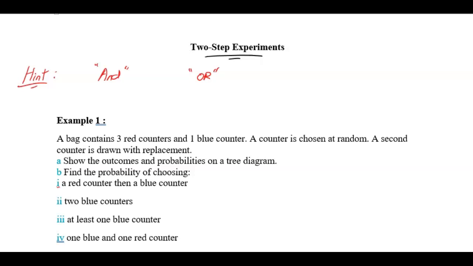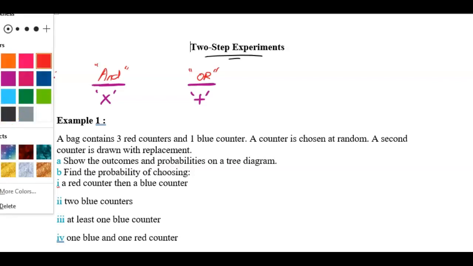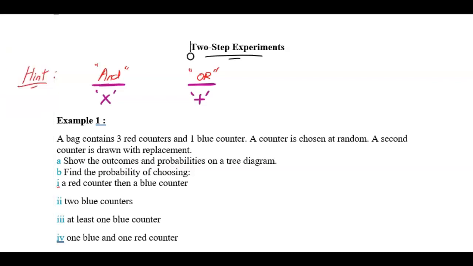The basic cue I can give you is anytime there is a use of the word "and," the operation that is involved is multiplication. And anytime we use the word "or," the operation that usually is involved is addition. That gives you a starter for this topic. So with just that basic information, let's jump straight into the very first example.